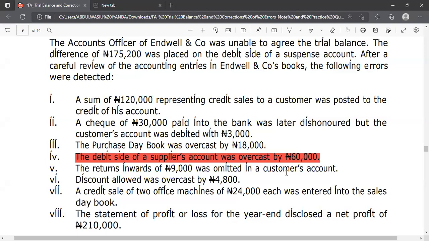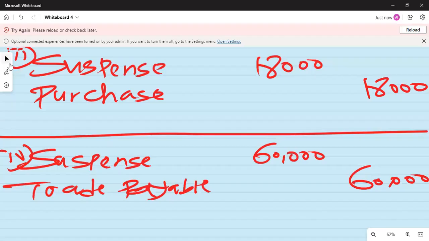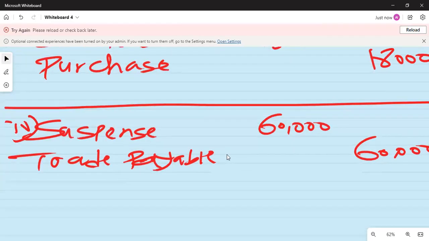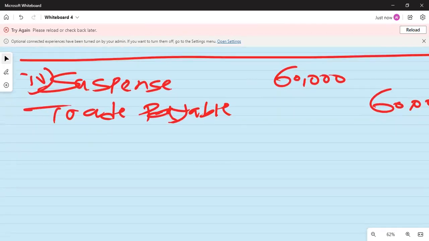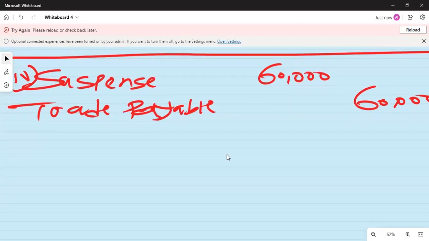The return inward account is already debited. So it is the receivable, the customer account, that is omitted. It's not as if the transaction has not been performed. The transaction has been performed, but there's an omission in one particular ledger, which is the customer account.